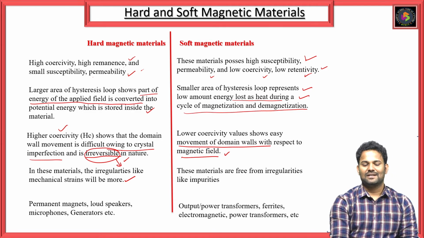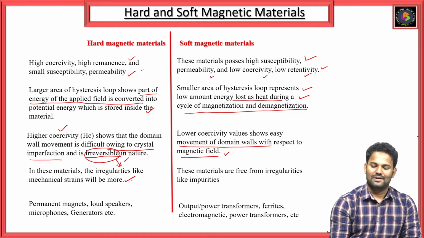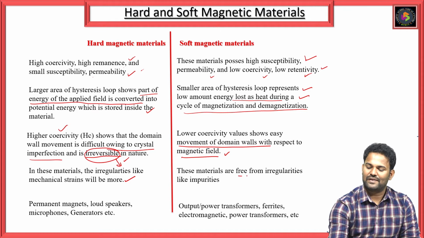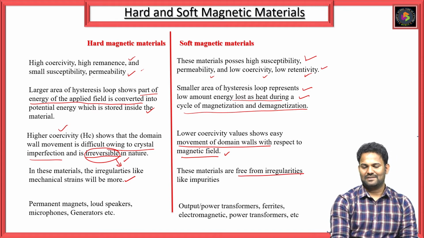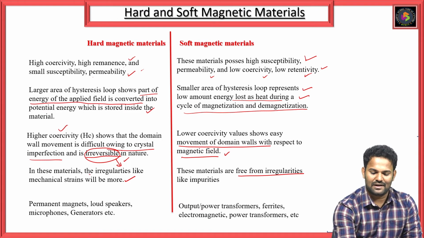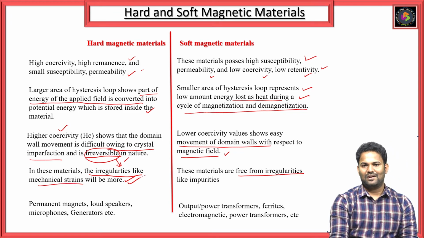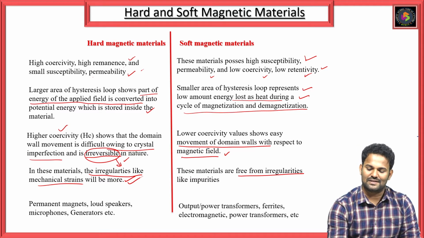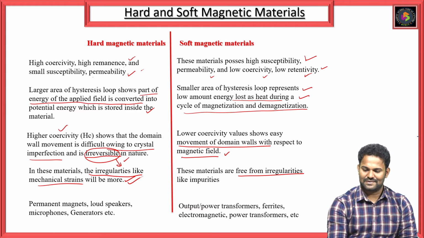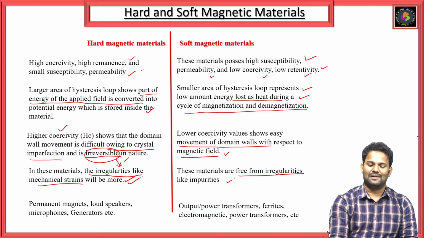In hard magnetic materials, the irregularities like mechanical strains will be more. While soft magnetic materials are free from irregularities like impurities. So while we are considering the hard magnetic materials, we can see more and more mechanical strains in them. Coming to the soft magnetic materials, these materials are free from irregularities like impurities, so very little mechanical strain is seen in them.